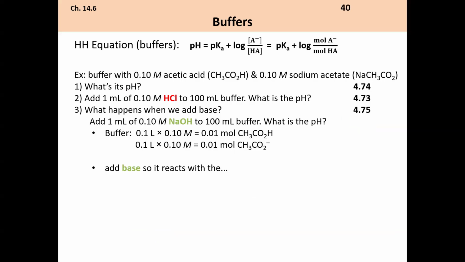Instead, if you added in the base, OH minus, it reacts with your acetic acid to form the base. And because you're adding in a base, the pH is going to increase to 4.75, but it doesn't increase a lot. That's what buffers do.